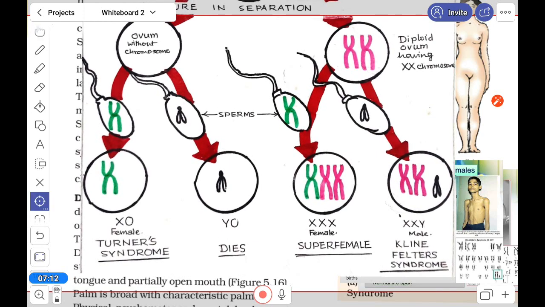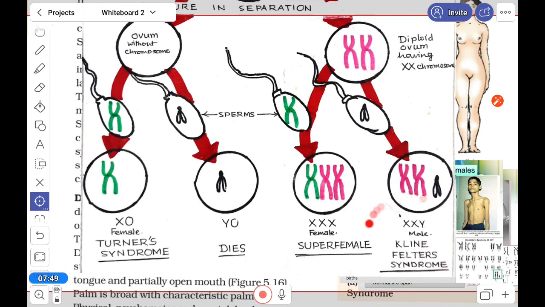Here, with no chromosome, it will be XO, that will be female, and this is called Turner syndrome, which we will discuss. When it is YO, it dies, because YO cannot survive. Here XXX, it will be female, called the super female. And XXY will be male. This is called Klinefelter syndrome.